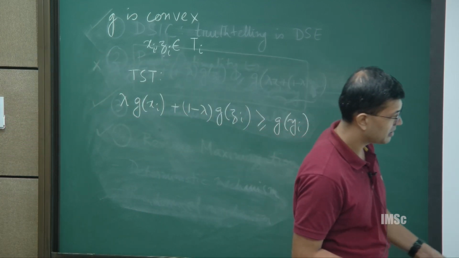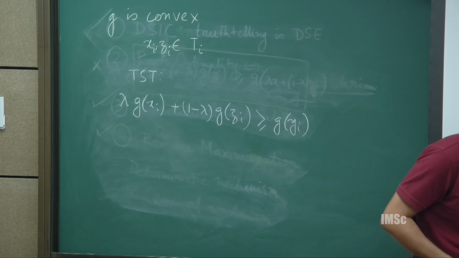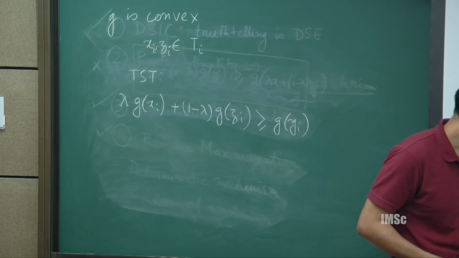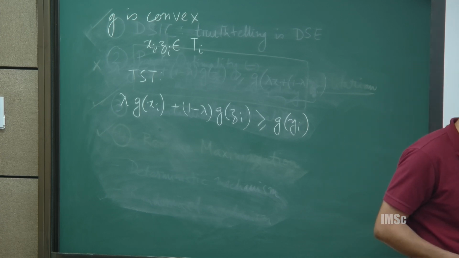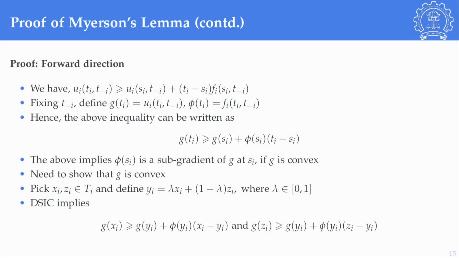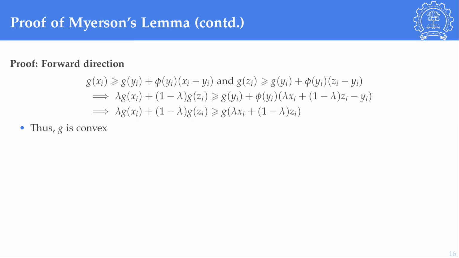Multiply with lambda, because this lambda is a non-negative quantity. So, we can multiply both sides without changing the direction of the inequality. Multiply this with lambda, multiply that with 1 minus lambda, add them up. The interesting part is that the first term in both these cases was g of yi, that stays, that is just lambda plus 1 minus lambda, which cancels out.